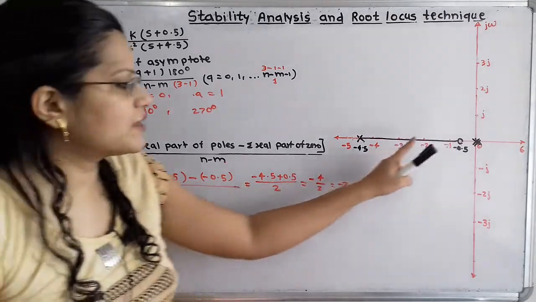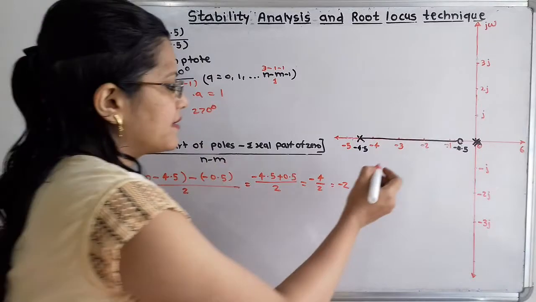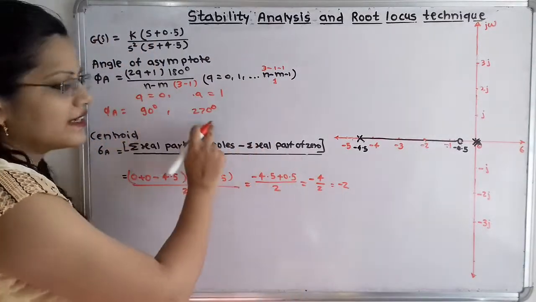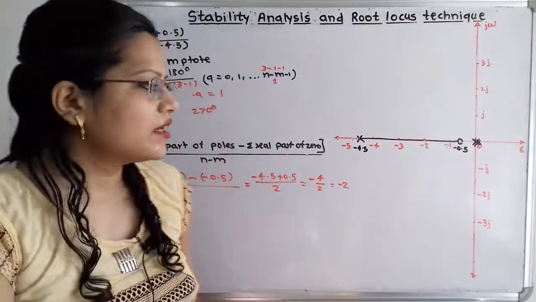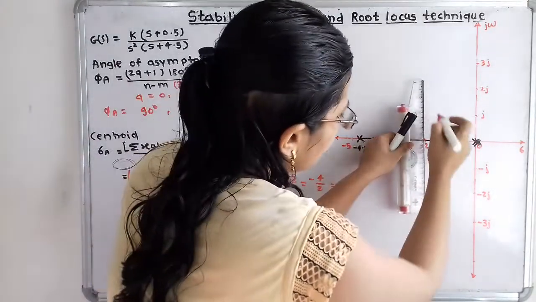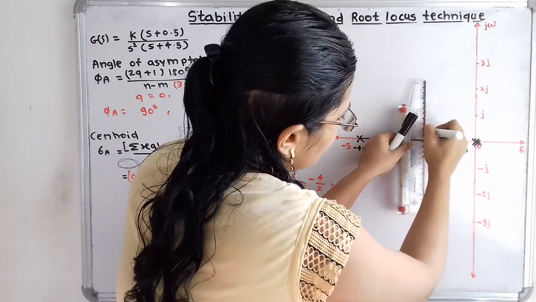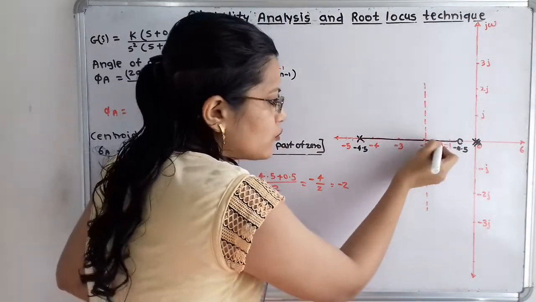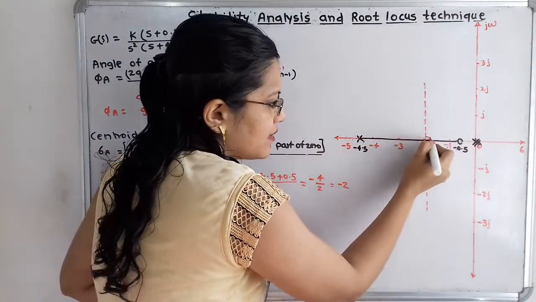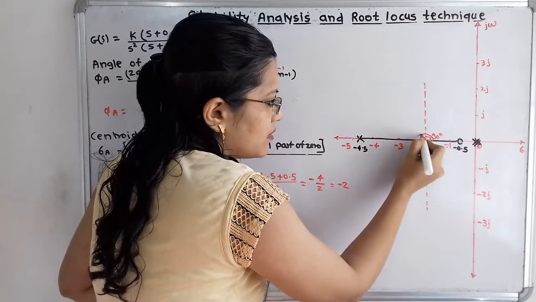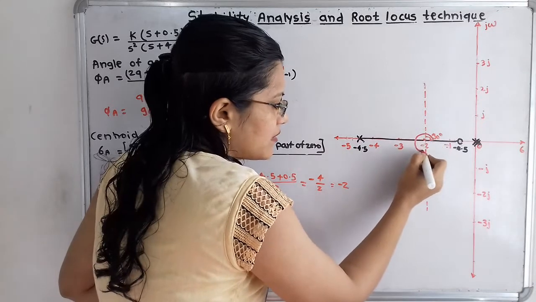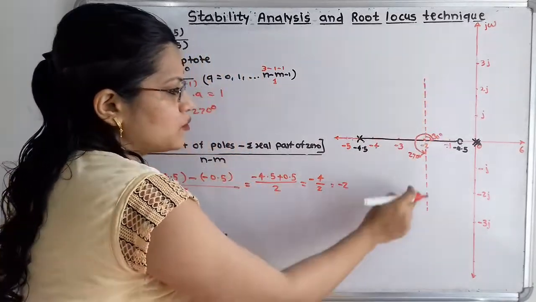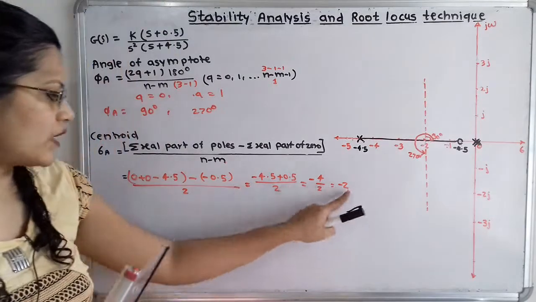So we can say that the centroid lies at minus 2, and we have to take this minus 2 as a center and plot the angles, that is 90 degrees and 270 degrees. So 90 degrees means what? We have to draw a vertical line. So I will show here the asymptote, and 270 degrees means here. Now we have to take the angle from this real axis. So here is the angle 90 degrees, and from this line we have to maintain the other angle, that is 270 degrees. So this angle is 270 degrees, and we have to draw these two asymptotes, and the point of intersection is minus 2, and that is the centroid.